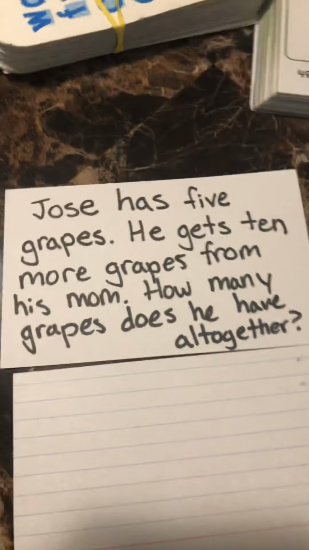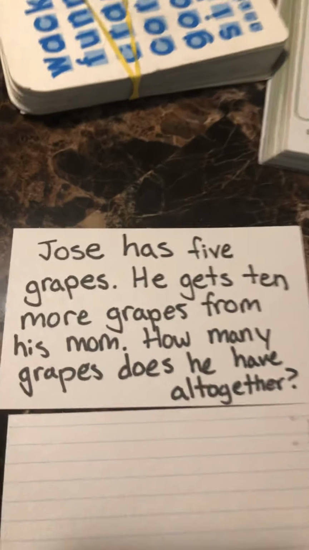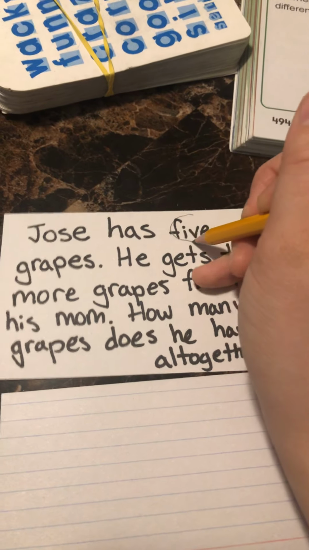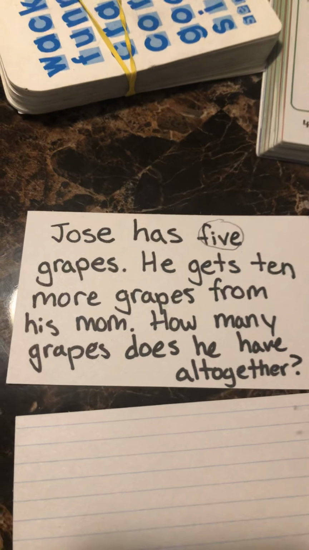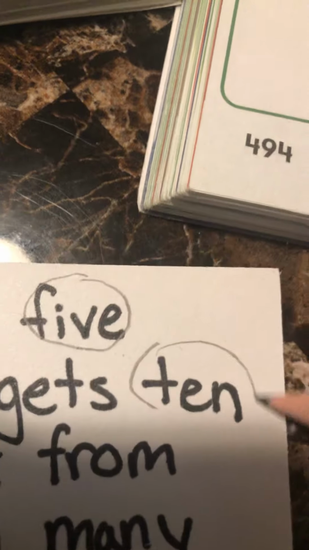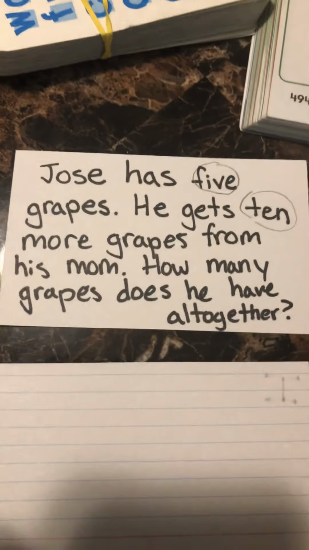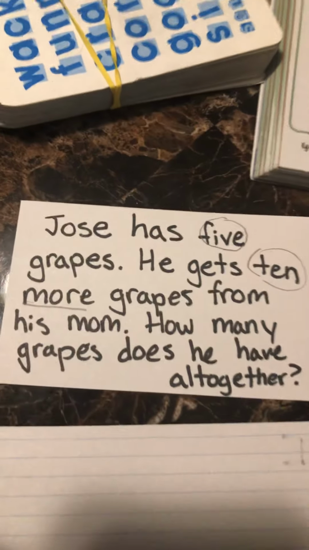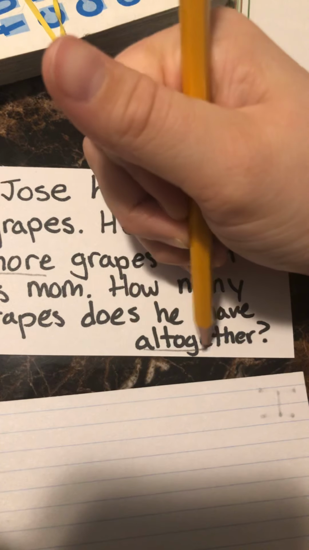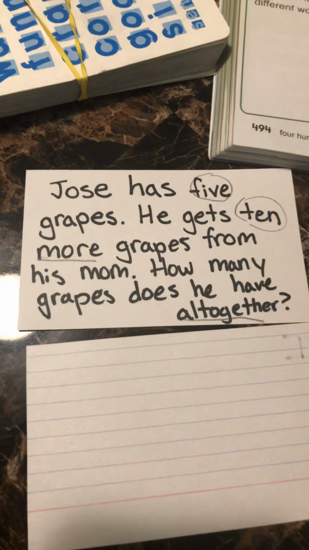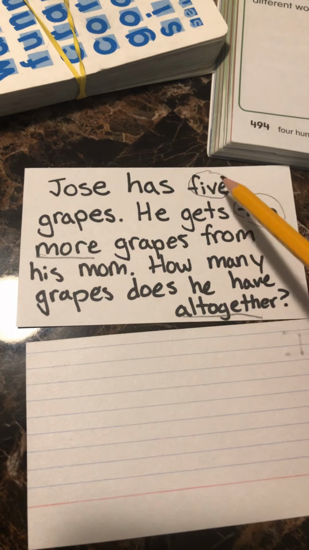Well, first, we're going to take our pencil and circle the important numbers. So we see Jose has 5 grapes. He gets 10 more. So I'm going to circle that 10 because those are our numbers. Now we are going to underline the important words. He gets more grapes. He didn't lose grapes, he got more. And we need to find out how many altogether. So I know if it's more, I'm going to add. So I need to add my 5 and 10.